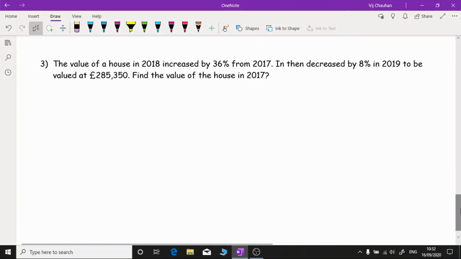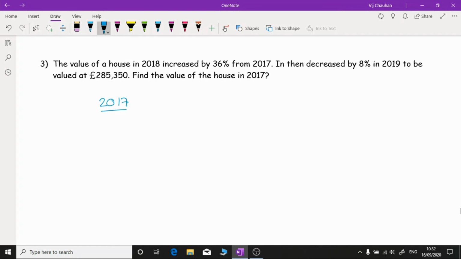So in this it says the value of a house in 2018 increased by 36% from 2017. It then decreased by 8% in 2019 to be a value of £285,350. Work out the value of the house in 2017. So this is more what we call a two-step question, but something that we shouldn't really be scared of. It's just a case of plotting down and displaying the question in an easier, understandable way.